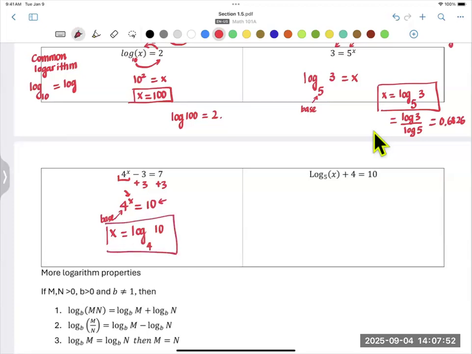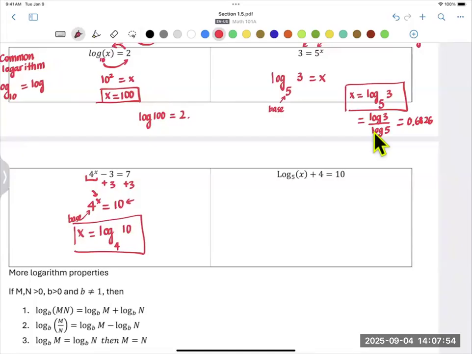All right, let's take a look at this one. Same thing. In order to solve the equation, we need to isolate the exponential term. If you solve a logarithm equation, we need to isolate the logarithm form. So we isolate this, and we will have log base 5 of x equal to 10 minus 4, which is 6. Then we apply the definition. We will have 5 raised to the power 6 because the exponent is a power. So 5 raised to the power 6 equals x.